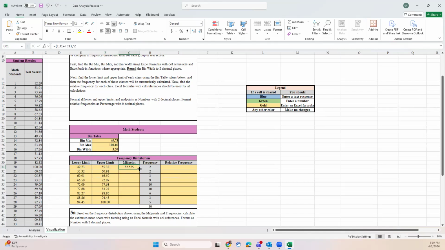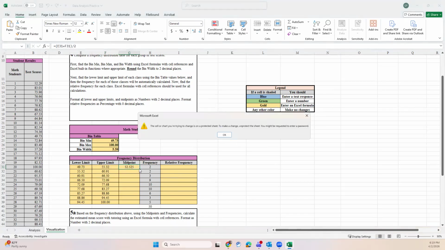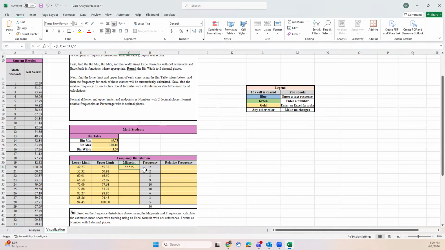And I can now drag it down. This is not actually in the right format because it's supposed to be to 2 decimal places. So let me correct that. I'm going to select all of them, go up here and change them to numbers. And then they're in the right decimal place. Okay.